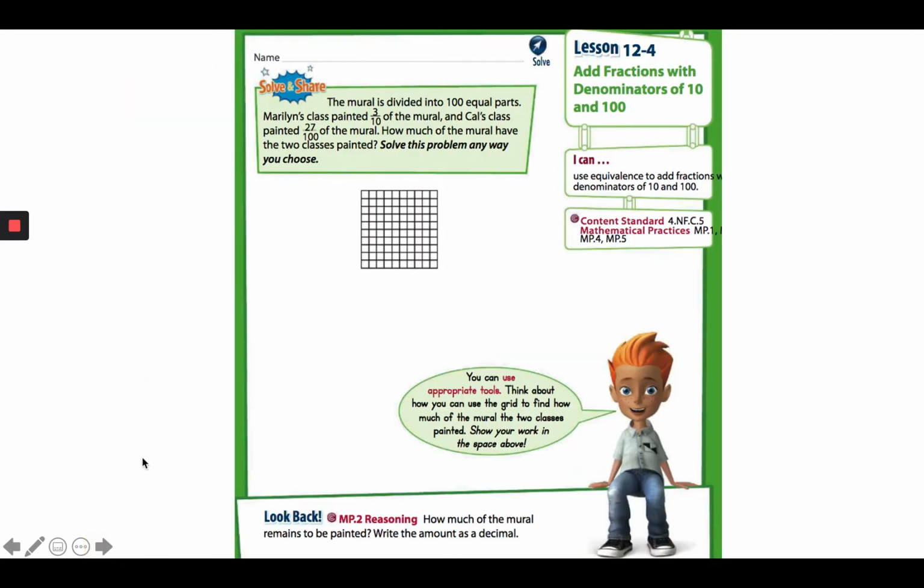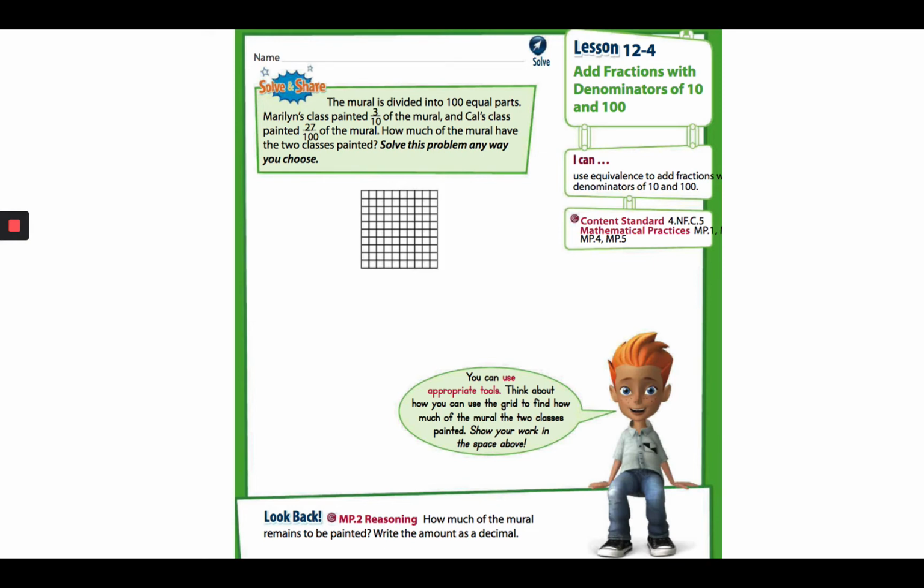All right, and look, this is how we used to start questions in the classroom. So we're going to read the question. The mural is divided into 100 equal parts. Marilyn's class painted 3/10 of the mural, and Cal's class painted 27/100 of the mural. How much of the mural have the two classes painted? Solve this problem any way you choose.